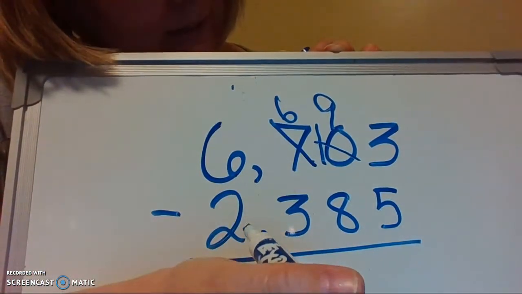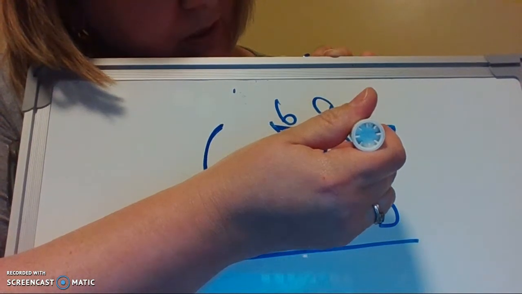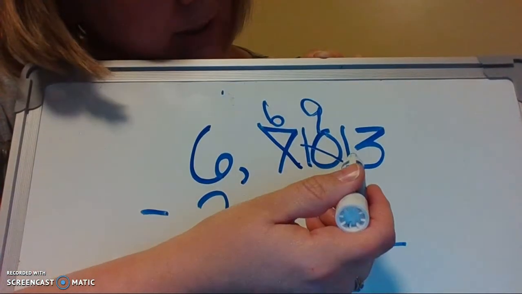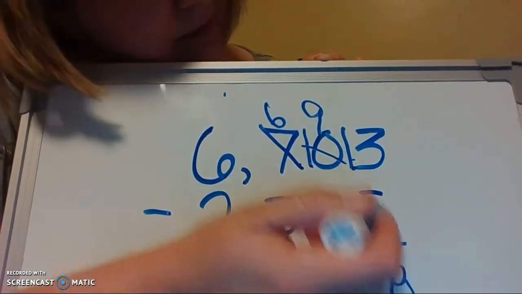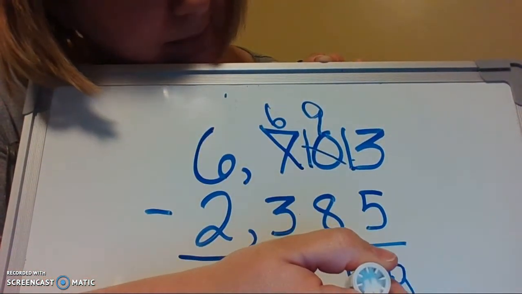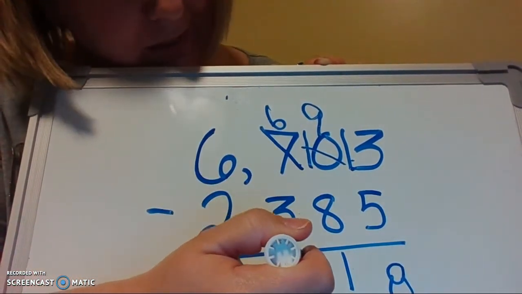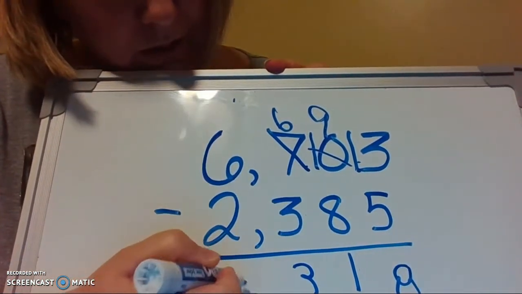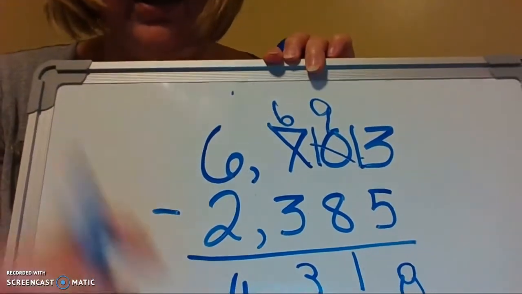left, so 90. Then I'm going to add that 10 to my 1, so now I have 13. 13 minus 5 equals 8. 90 minus 80 equals 10. 600 minus 300 equals 300. 6,000 minus 2,000 equals 4,000. So my answer is 4,300.